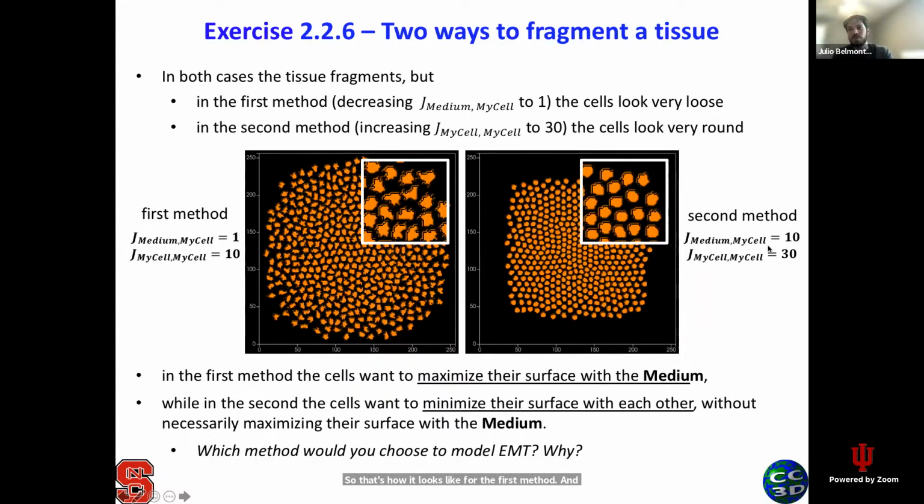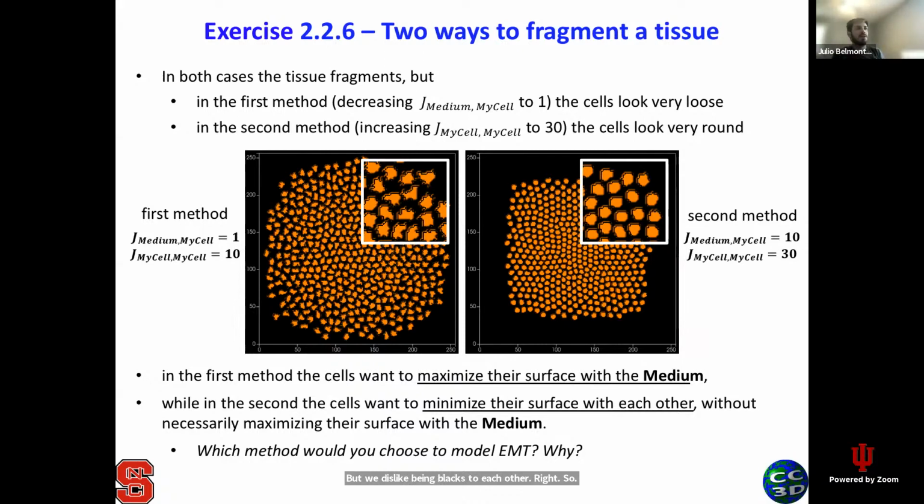Basically, when you change different energies, you are actually inducing different processes, right? In the first, the cells want to maximize the surface of the medium, so they want to go to the medium. While in the second method, the cells are just avoiding themselves, and therefore they go to the medium. They do not necessarily like the medium, but they really dislike being next to each other, right? So you see a difference in the cell shape.